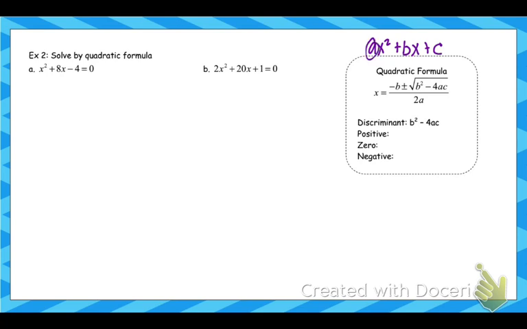So the coefficient of the squared term is a, the coefficient of the x term is b, the coefficient with nothing on it is the c. Something else that we get from the quadratic formula is something called the discriminant. So the discriminant is the part that is under the square root. And what that does is that gives us information about our solutions, depending on what that discriminant is.